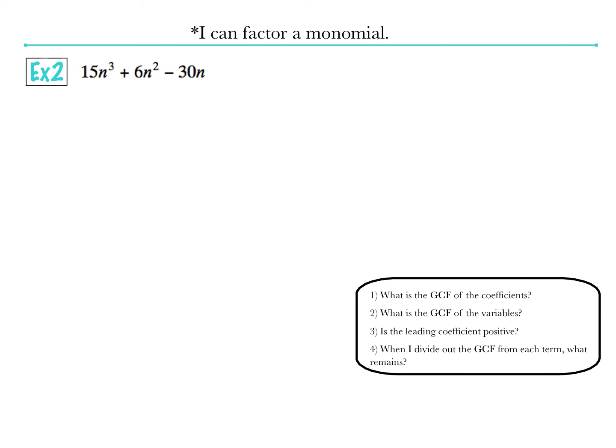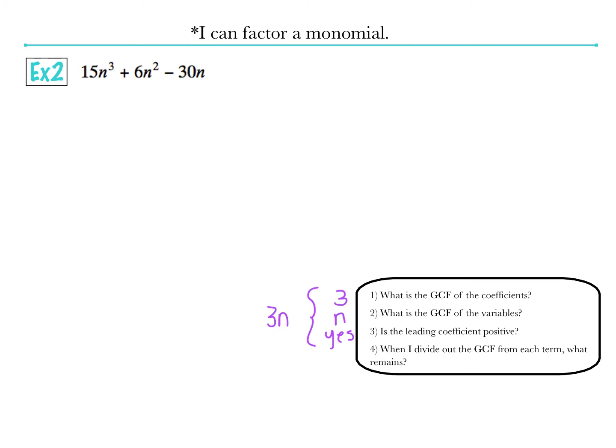All right, so now I have 15n to the third plus 6n squared minus 30n. So the first question is always, what is the GCF of the coefficients? So when I think about 15, 6, and 30, my GCF is 3. What is the GCF of the variables? So I have 3 n's, 2 n's, and 1 n. So the most that they have in common is an n. And then is the leading coefficient positive? Yes, it is. So I don't need to worry about that. So my GCF is just 3n.